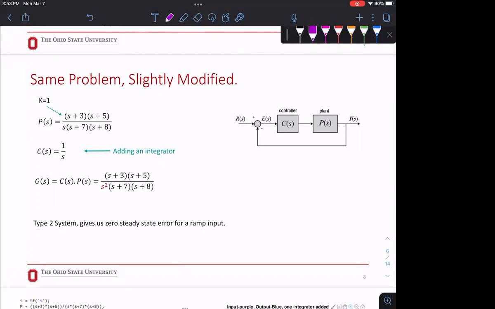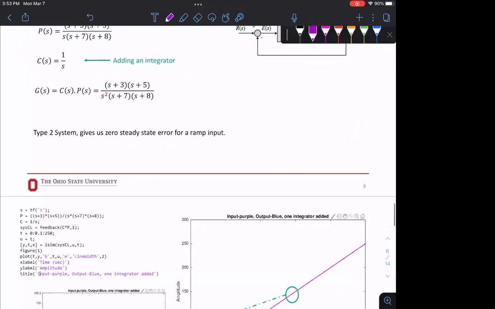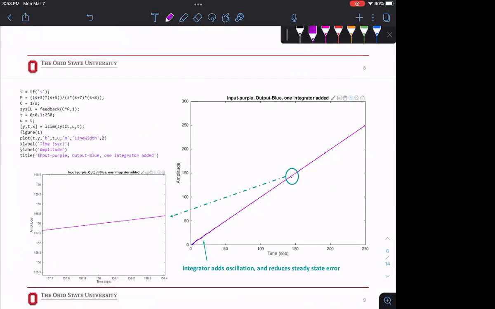An integrator is just like adding a block 1 over S. All I'm doing is adding this to my system, right? So if you multiply, it's just convolution. If you plot now, this was the point where we saw 10%. There is no error. The output is tracking the input. There's 0% error. That's what we expected. All right. Now, if you look here, the blue, which was your output, is wiggling a little bit, has some oscillation, and then there's no steady state error. That's the impact of adding an integrator to your system. It just increases the oscillation.